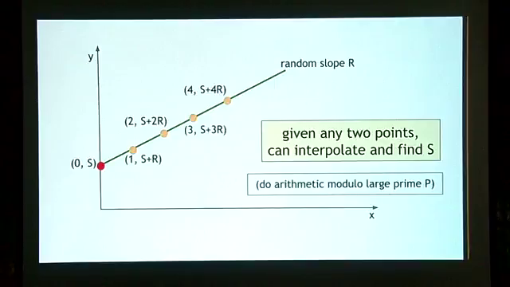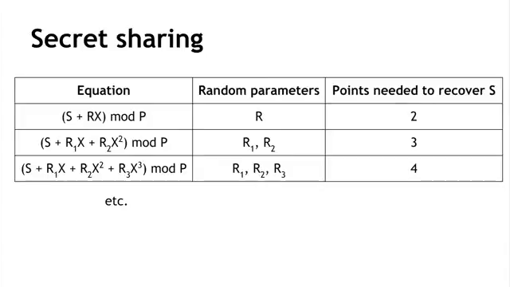Well, for 2 points we drew a line because any 2 points are sufficient to uniquely specify a line. If we want to require 3 points, what we're going to do is use a quadratic function because any 3 points are sufficient to reconstruct a quadratic function. And so we can use this table to understand what's going on. So if we use the equation s plus rx mod p with the random parameter r, that's the slope that we saw in the previous slide, then you need 2 points to recover s because you need 2 points to interpolate a line.